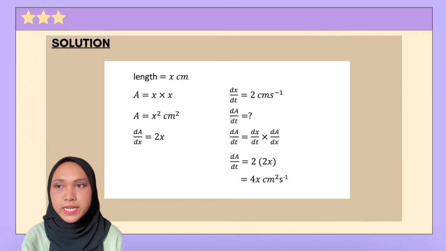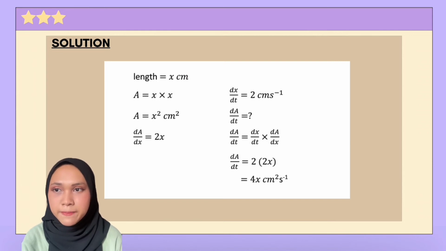Solution: firstly, write down all the information given to find the area of a square. To find the area, we need to multiply the length and the width. The question has given that each side is x. So, A stands for area, equals x multiply x. We got x squared centimeter squared. Next, differentiate A to get dA/dx. Then, we got 2x. To find dA/dt, we need dx/dt.